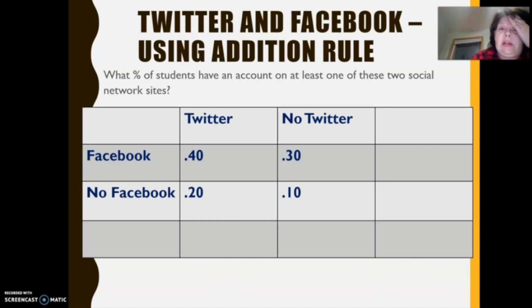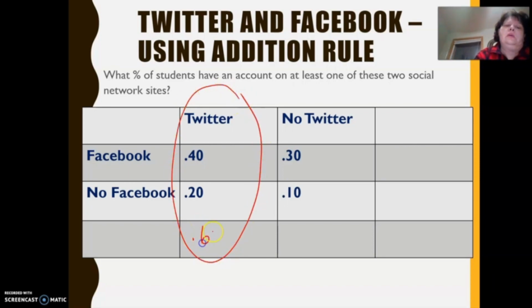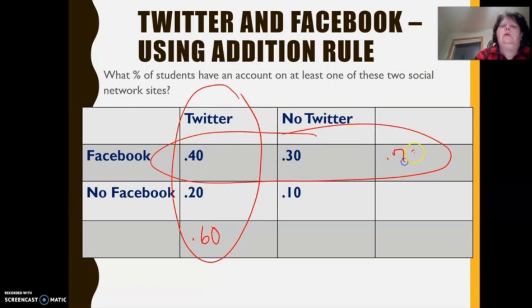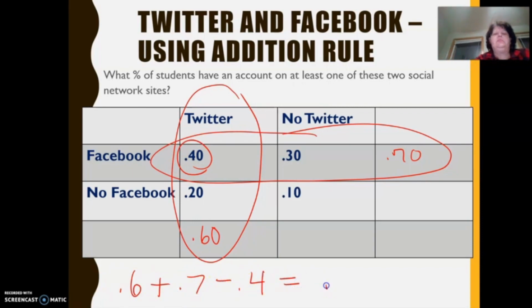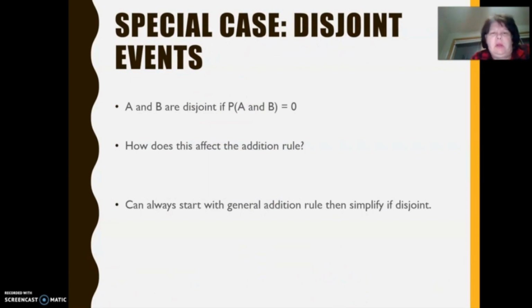What percentage of students have an account on at least one of these two social network sites? Twitter, here's all the Twitterers. Here's all the Facebookers. And here's the both. That gets counted twice, so it would be 0.6 plus 0.7 minus 0.4, which is 0.9. And so that's one way to solve the problem. There are multiple ways to solve most problems. Not all problems, but a lot of problems have multiple ways.